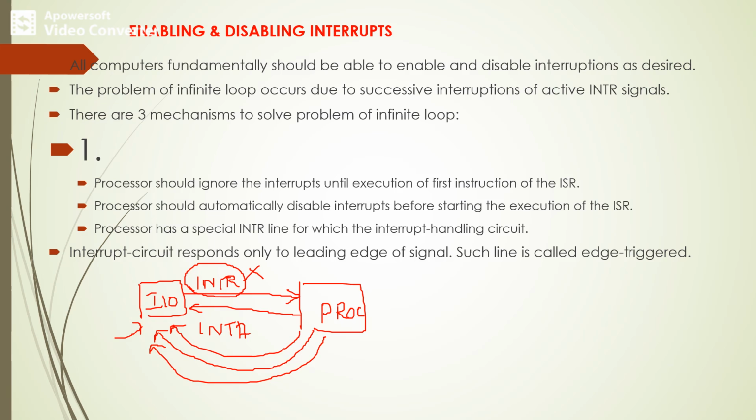In order to overcome this, we are using three different techniques. In the first technique, the processor should ignore the interrupts until the execution of the first instruction of the ISR. The processor should automatically disable interrupts before starting the execution of the ISR. The processor has a special INTR line for which the interrupt handling circuit may respond only to the leading edge.